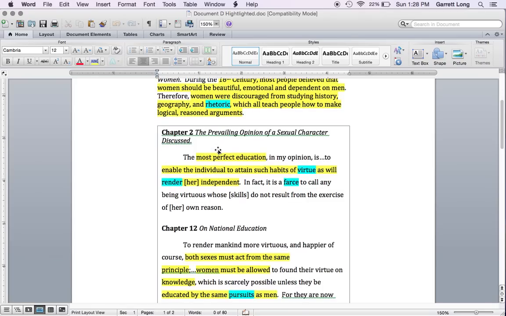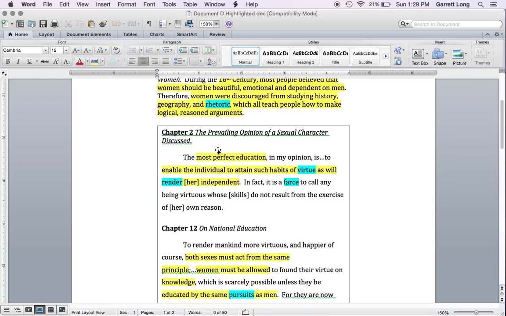Okay, we are going to scroll down and get into the first chapter from A Vindication of the Rights of Women. This actually comes from chapter 2, The Prevailing Opinion of a Sexual Character Discussed. That is the title of that chapter. Follow along, please. It says, the most perfect education, in my opinion, is to enable the individual to attain such habits of virtue as will render her independent. In fact, it is a farce to call any being virtuous whose skills do not result from the exercise of her own reason. Okay, please make the highlights that you see in that first paragraph.